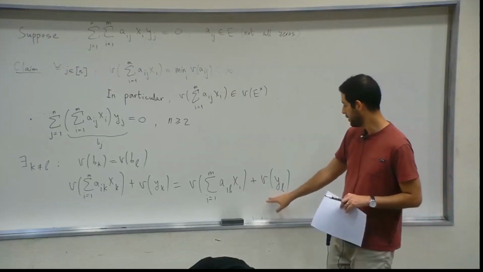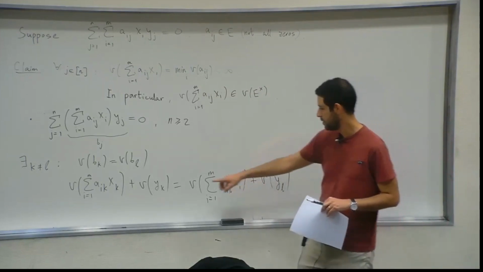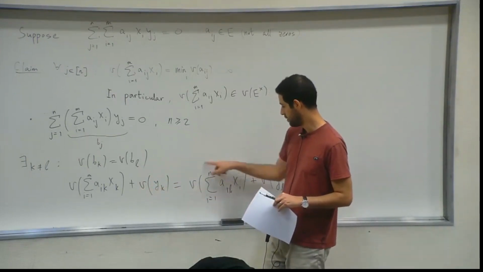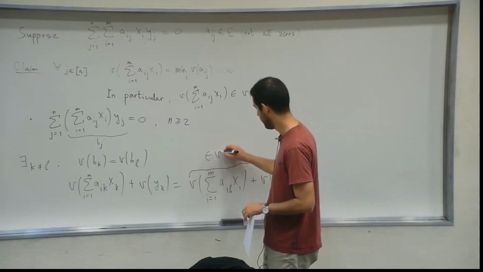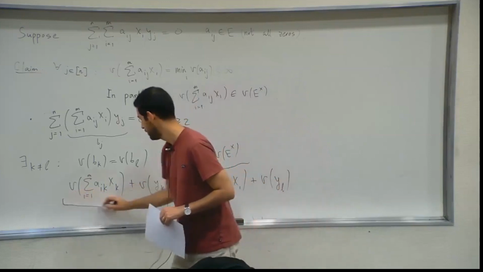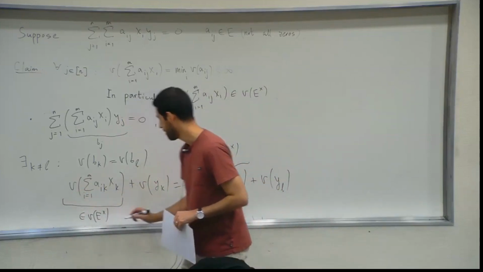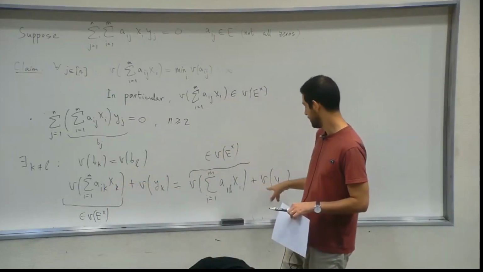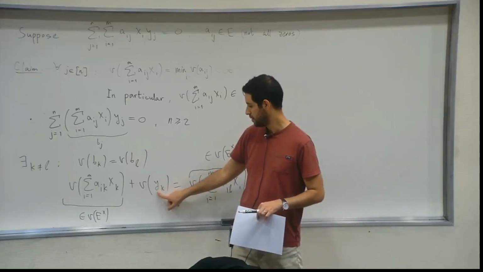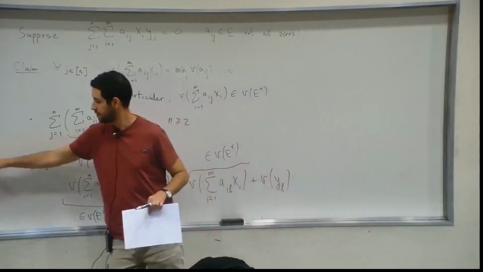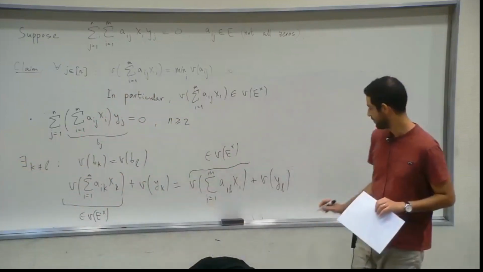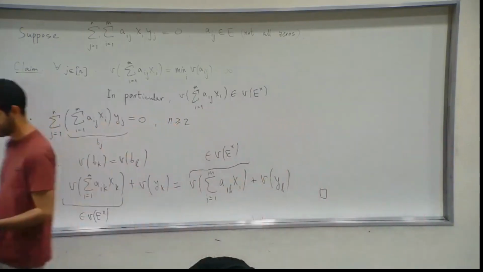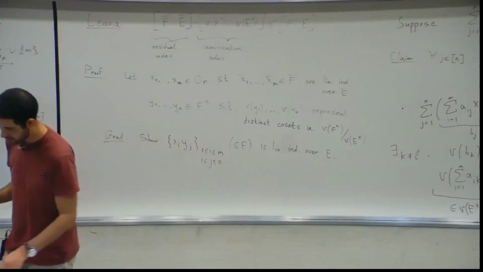Now what is the contradiction? This means that the difference VYK minus VYL is the difference between V of this, which belongs to VE star, and V of this, which belongs to V star. So V of this minus V of this also belongs to V star. So VYL and VYK belong to the same coset in this group. So this is the contradiction. Okay, so this is clear. Good. This was from last time.